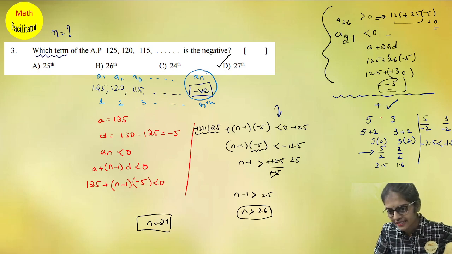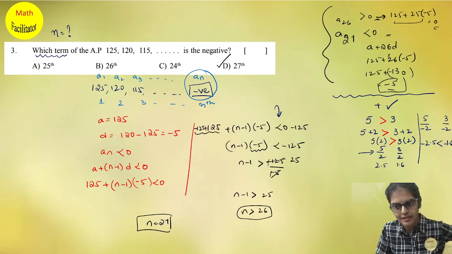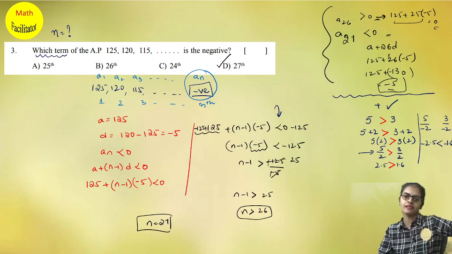5 is greater than 3. So 5 plus 2 is also greater than 3 plus 2. 5 into 2 is also greater than 3 into 2. 5 by 2 is also greater than 3 by 2. 5 by 2 means 2.5, greater than 3 by 2, which means 1.5.